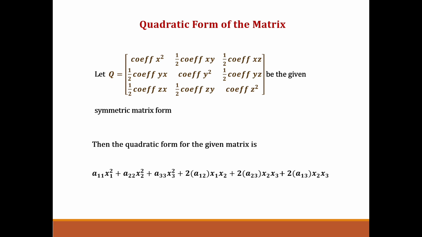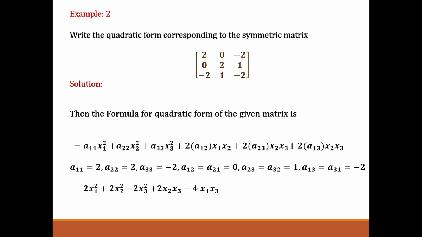Let Q be the given symmetric matrix. Then the quadratic form of the given matrix is a11 x1 squared plus a22 x2 squared plus a33 x3 squared plus 2a12 x1 x2 plus 2a23 x2 x3 plus 2a13 x1 x3. Using this formula, we are going to write the quadratic form for the given symmetric matrix, that is 2, 0, minus 2; 0, 2, 1; minus 2, 1, minus 2.